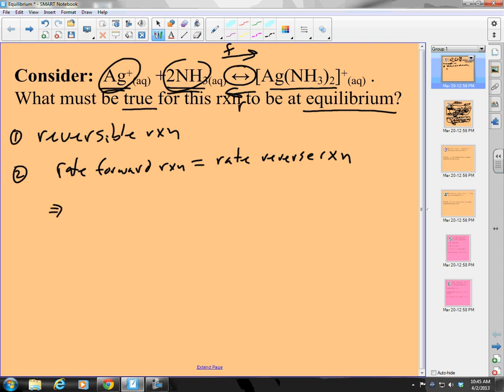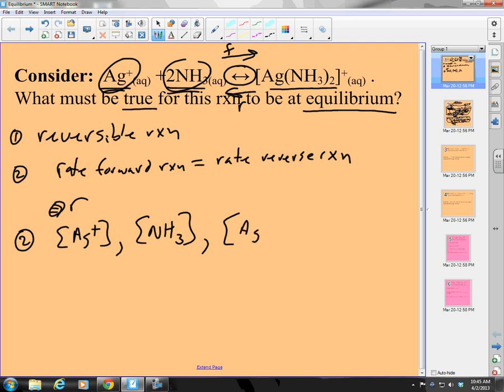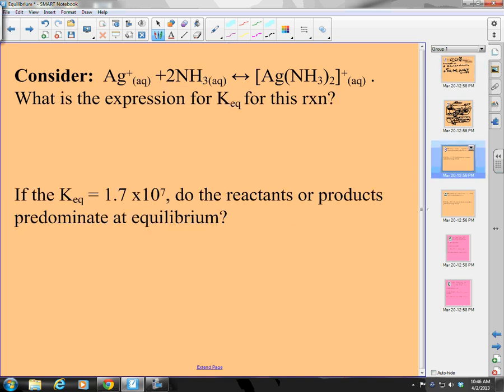The other thing that must be true, let's put an "or" to, is that the concentration of my Ag plus, ammonia, and diamine silver is constant. So those are the two conditions. I have to have a reversible reaction and I have to have my forward rate equaling my reverse rate. Good? Moving on. So let us consider this reaction again.